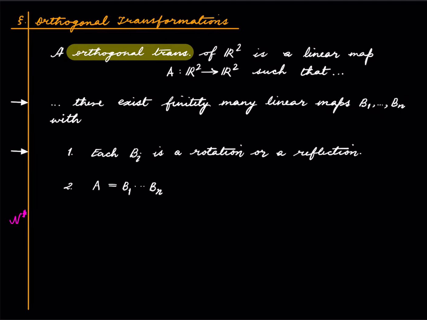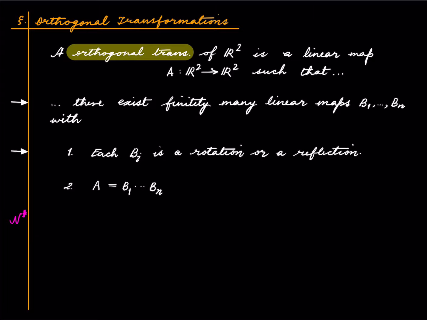first of all, each Bi is either a rotation or a reflection. And second, A is actually this composite. So if you can write A as the composition of finitely many rotations or reflections, then you call it an orthogonal transformation. That's the definition.